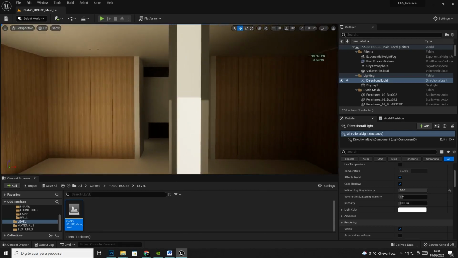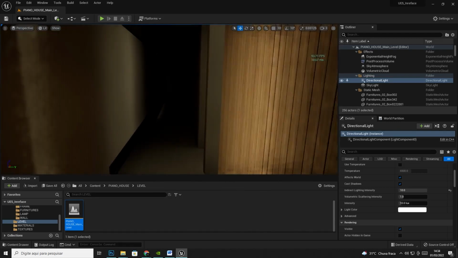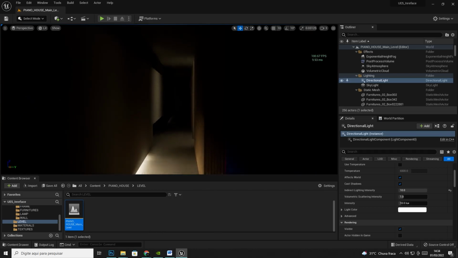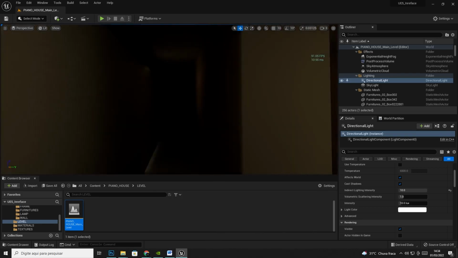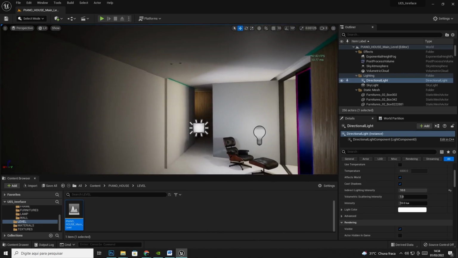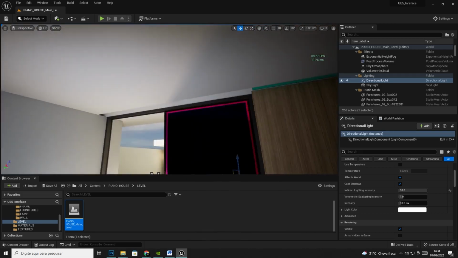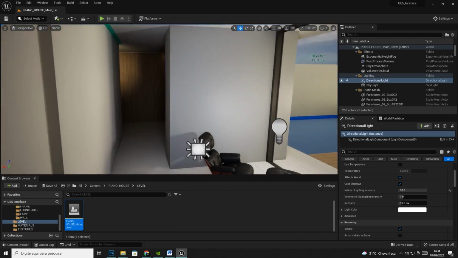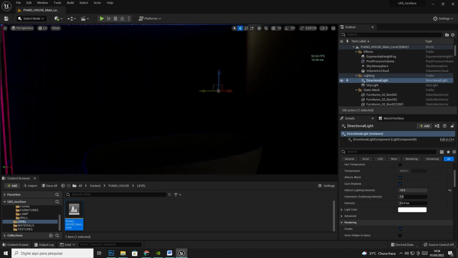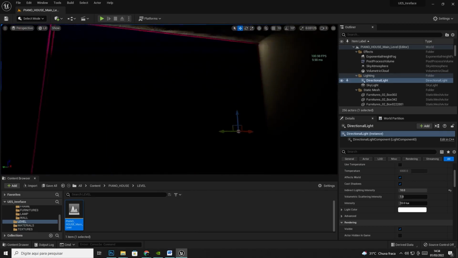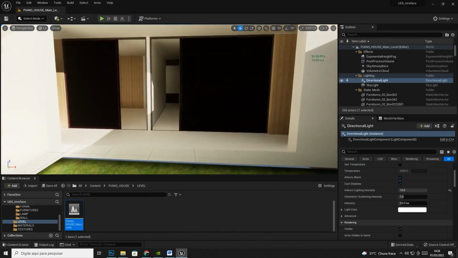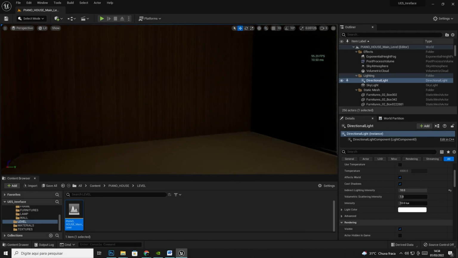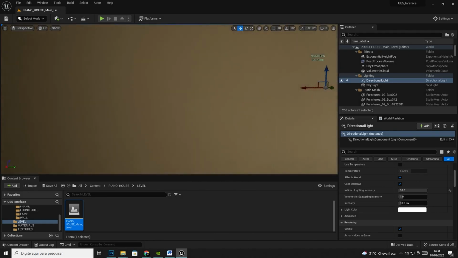Let's go to darker areas of our project. For example, let me see this area. We have these artificial lights. I think they're gonna bother us, but here it's closed. Let's concentrate here.